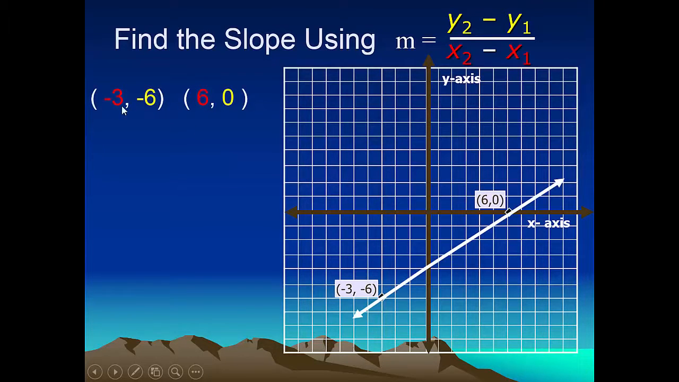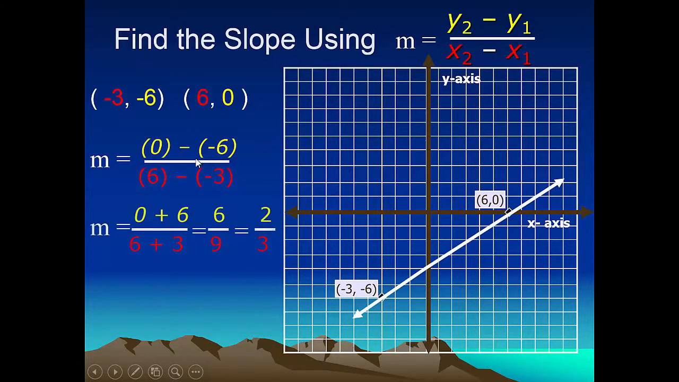Okay, so our first one would be (-3, -6). So we're going from left to right. The second would be (6, 0). So now we substitute. We know we have y sub 2 and y sub 1 subtracted from each other, over x sub 2 minus x sub 1. Now we could drop these parentheses, but because we have minus and negative, we know that becomes a plus, in our numerator and denominator. 0 plus 6 is 6, 6 plus 3 is 9. And we simplify that to 2/3 like we did in the previous problem. So our slope here is 2/3.